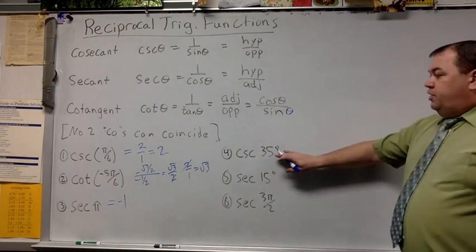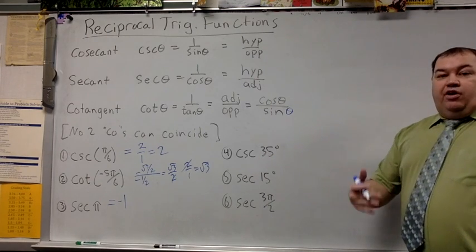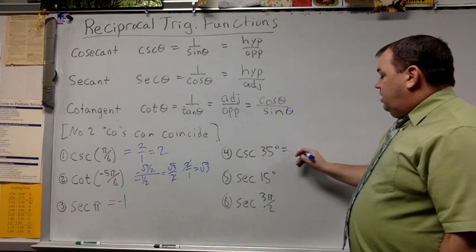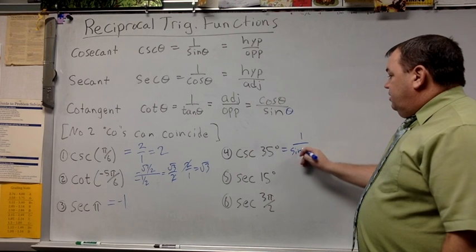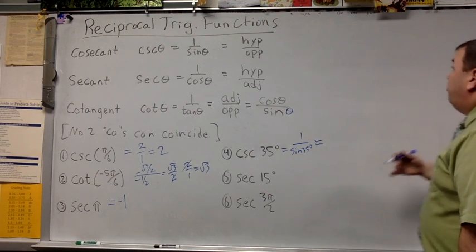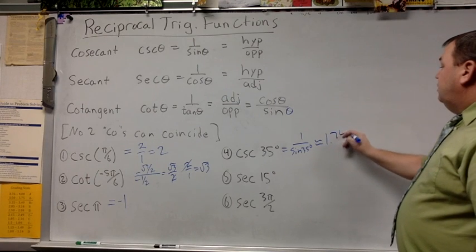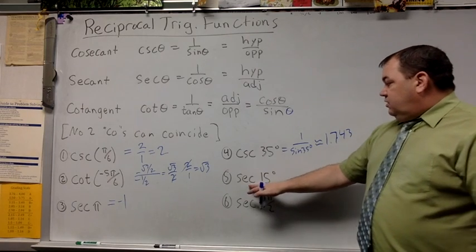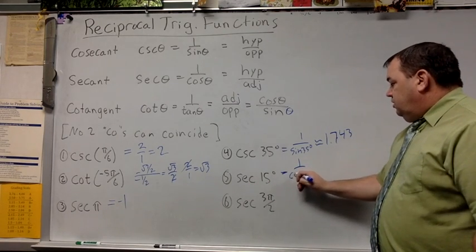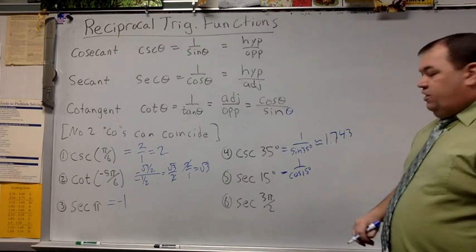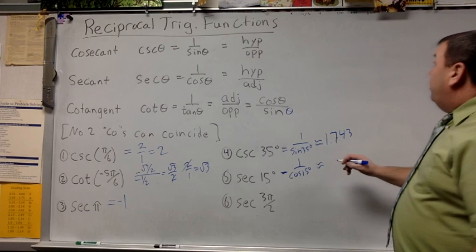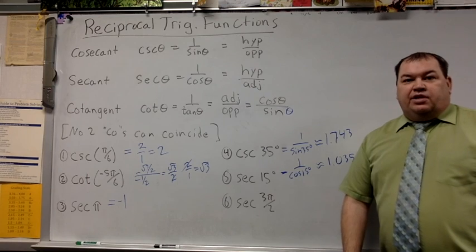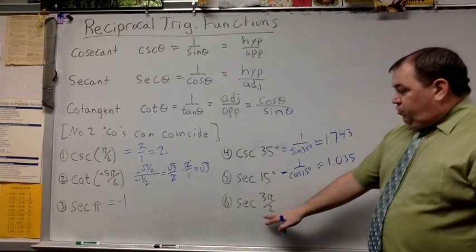Now, if we come across trig values, or angle values that aren't, we're going to go to our calculator. If it's in degrees, cosecant is going to be the same as taking 1 divided by the sine of 35 degrees. By putting that in my calculator, I get roughly 1.743. Secant, that's related to cosine. So I'm going to take 1 divided by the cosine of 15 degrees, run that through my calculator, roughly 1.035.